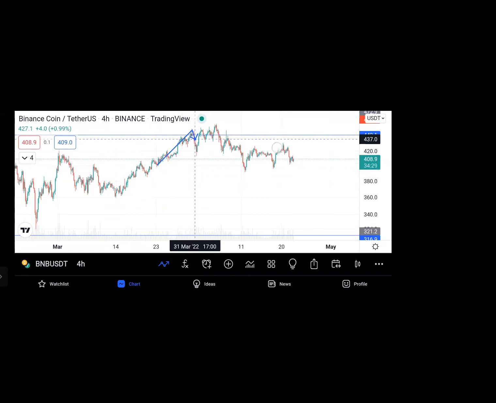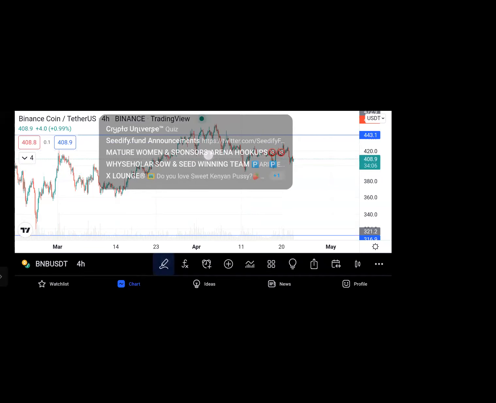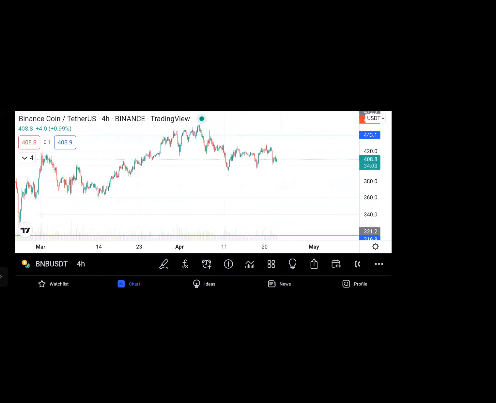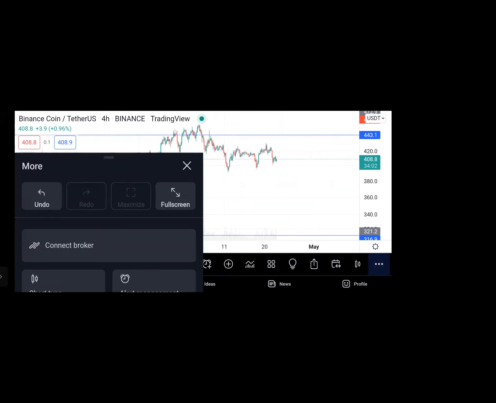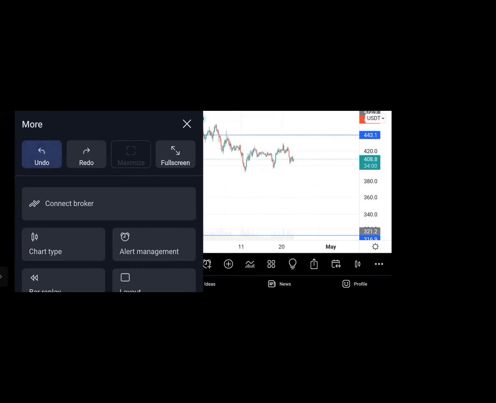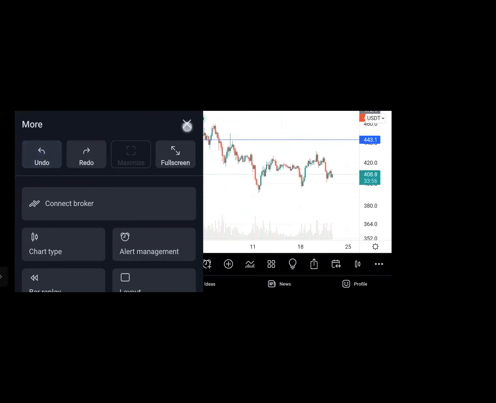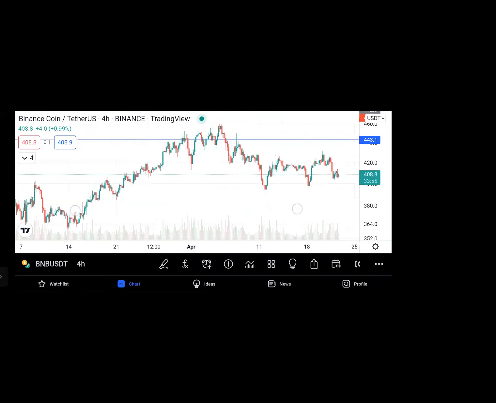The left shoulder, the head, which is this. I see it here. The right shoulder, the breakout, the little retest that happened there before it moved. Now let me draw my neckline. What happened? Let me draw it again.